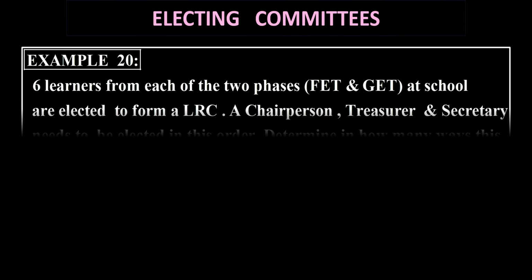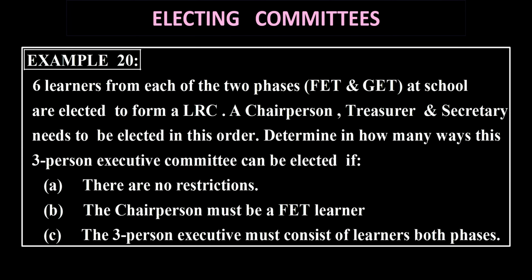Now we're going to look at another example where you have to count electing committees, but this is going to be an example for you to try, right? So let's see the information. We have 6 learners from 2 phases, FET and GET. FET, as you know, is grades 10, 11 and 12. GET at the high school is grades 8 and 9. They're going to form a learner representative committee. Now they want to choose a chairperson, a treasurer and a secretary, and it must be elected in that order.